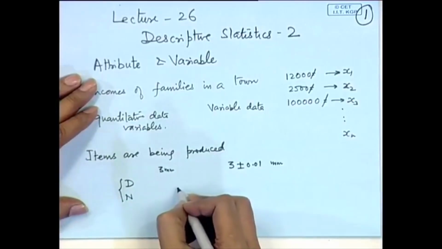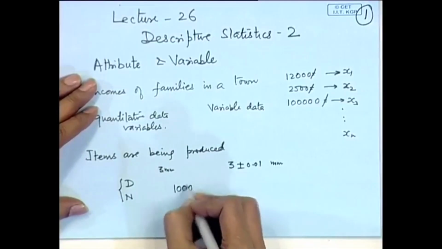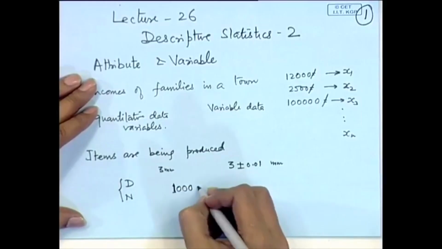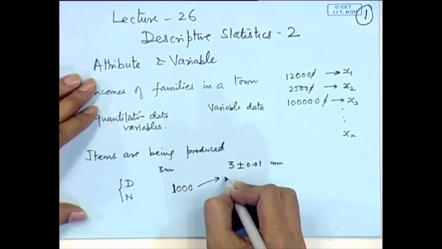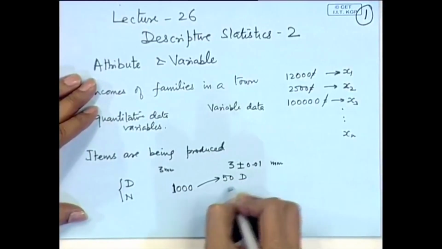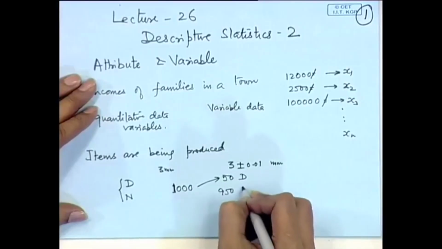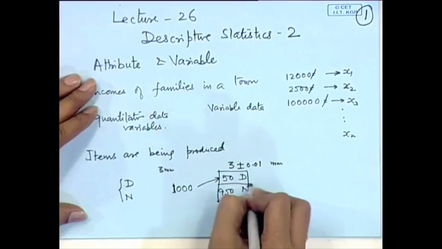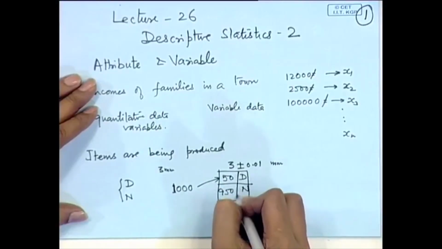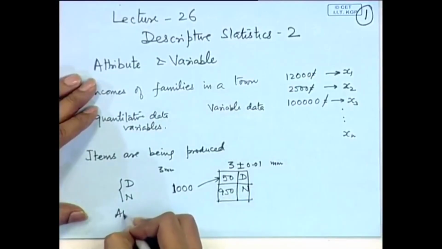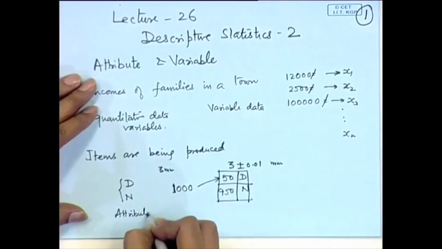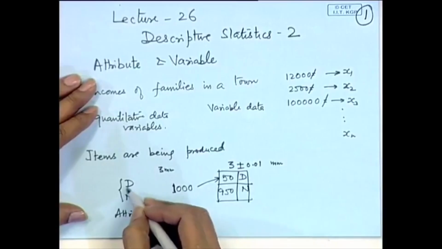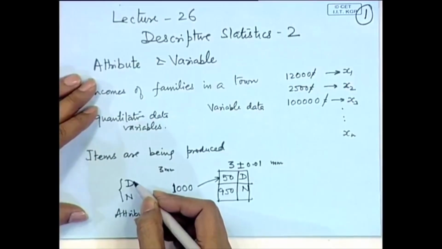Now, if we record D or N for 1000 bolts, then out of this maybe 50 are defective and 950 are non-defective. So, at a second stage the data becomes quantitative. This is known as attribute data, because here the initial recording is in terms of characters, that is, or you can say the type.